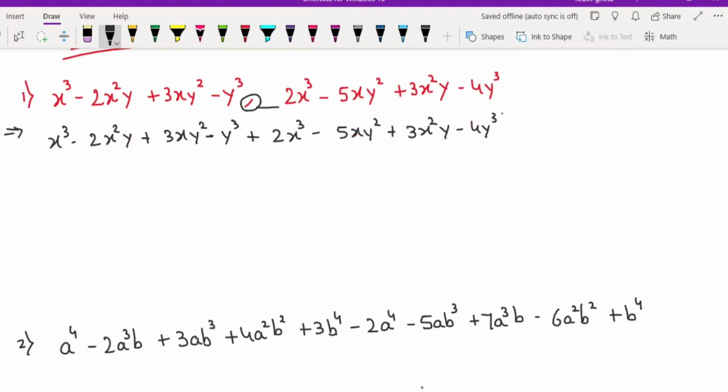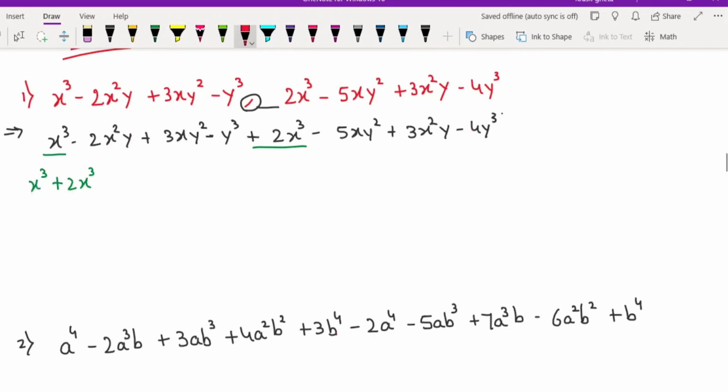Now the next step is just to arrange the like terms. Like terms in the sense the terms which consist of the same variables are called like terms. Same variables. You can see it over here x cube and one more is over here. So these two terms are the like terms because they consist of the same variable, that is x cube. We're gonna write them together, that is x cube plus 2x cube.